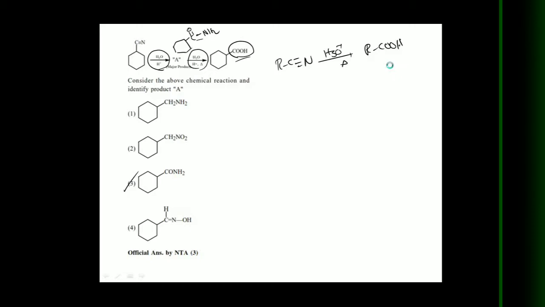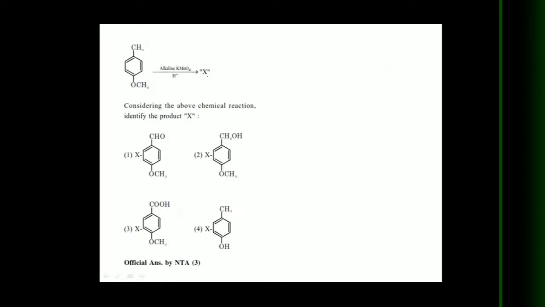Okay, that's it. Next, here also a similar question. So alkaline KMnO4 followed by H plus, this CH3 group is converted to COOH. So the answer is 3. Here OCH3 is not affected.